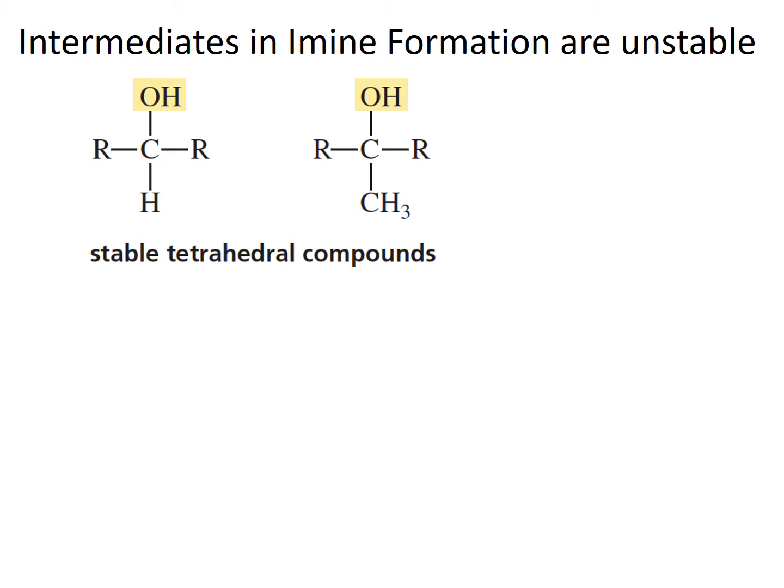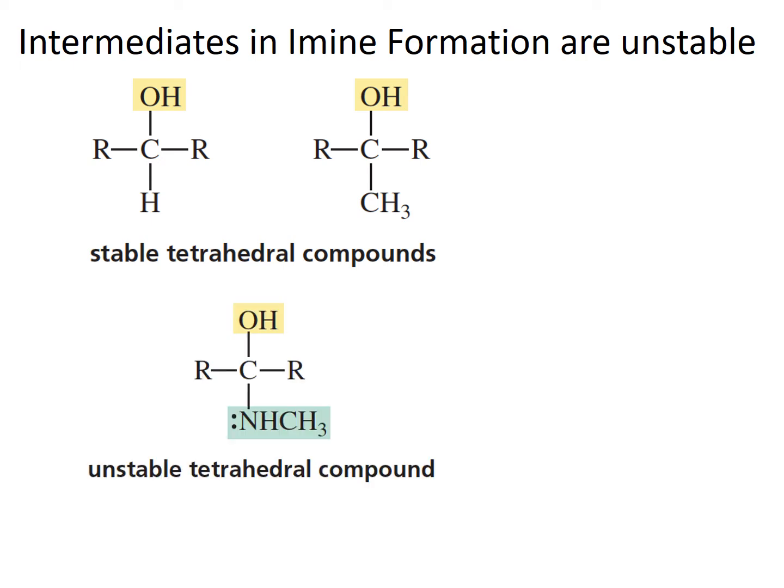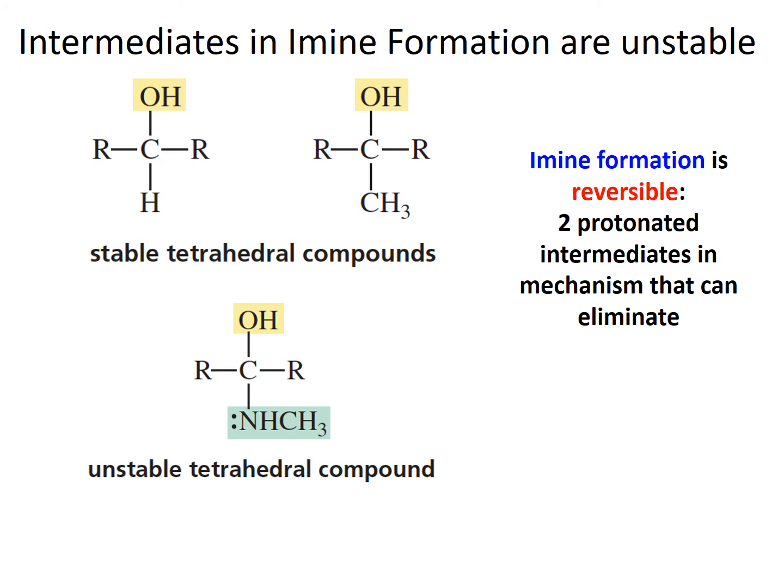The intermediates in imine formation are often unstable, and we can look at the difference between our tetrahedral compounds where we have our aldehydes or ketones versus our unstable tetrahedral intermediates. At the top, we only have 1 functional group that can be protonated. In the bottom, we now have 2. So we actually could see the OH pick up a hydrogen, or we could see the nitrogen pick up the hydrogen.